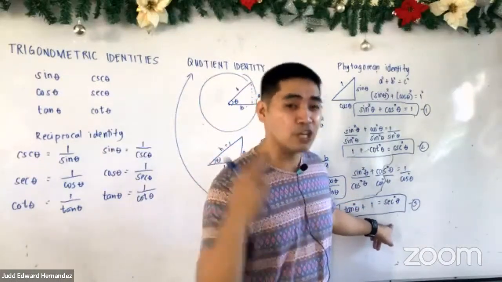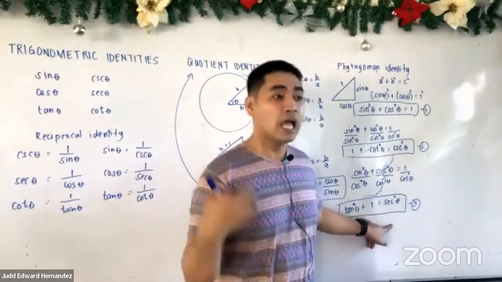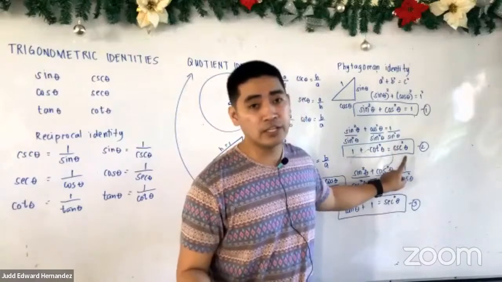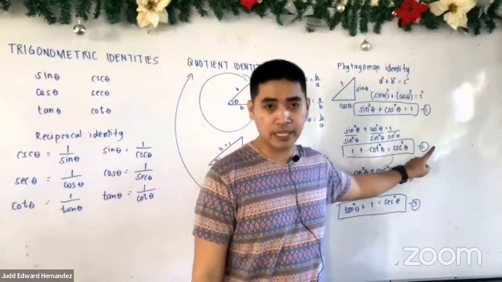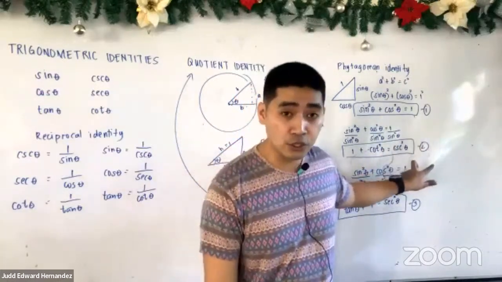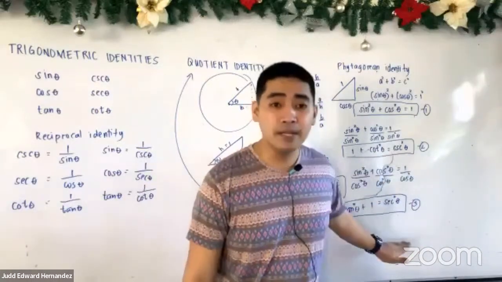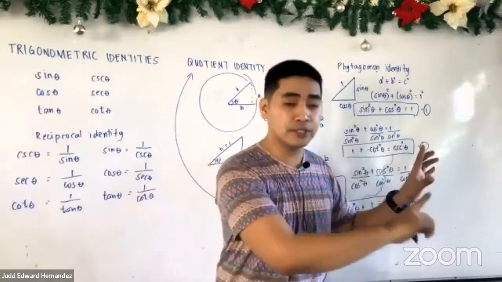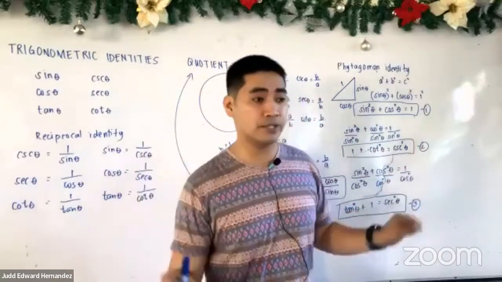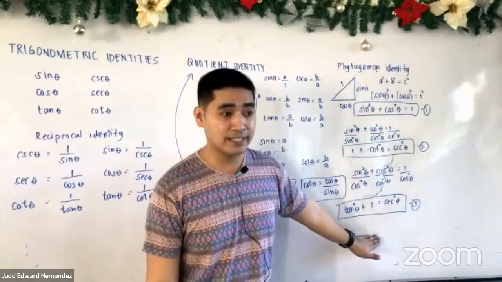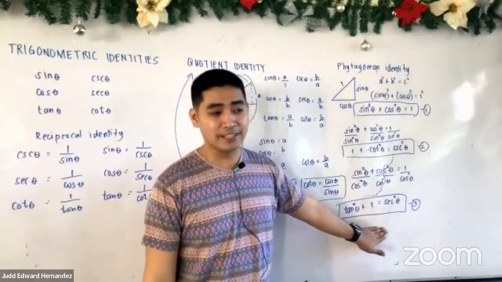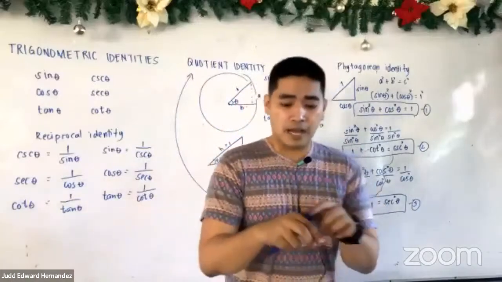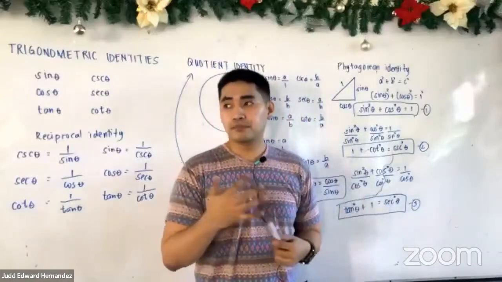Magkasama si sine, equal siya kay 1. Magkasama si cotangent saka si cosecant. 1 plus cotangent squared theta is equal to cosecant squared theta. Parehong co-function, magkasama. Magkasama naman po si tangent saka si secant. Na una si tangent, tangent squared theta plus 1 is equal to secant squared theta. Are we clear? Is this clear? Okay. So, let's have a simplified version.